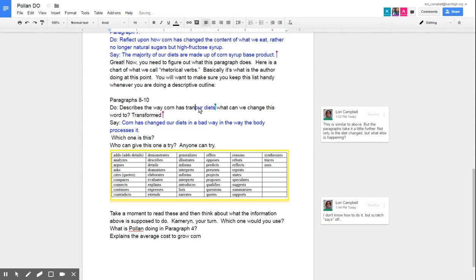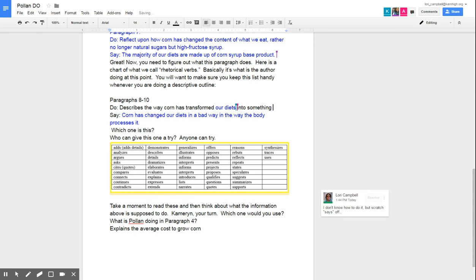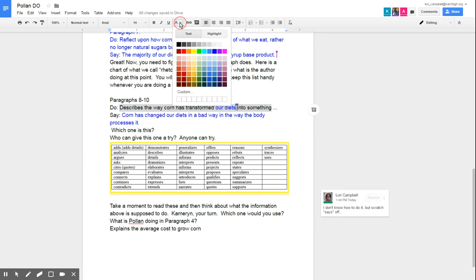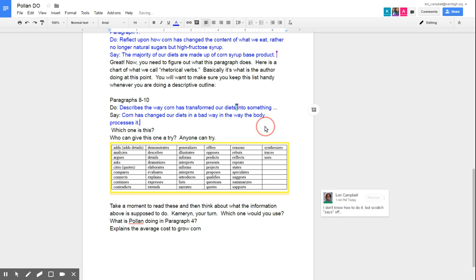Okay, we could do transformed our diets into something. I don't know if you can see what I'm trying to get to here on this sentence. Because what's the difference between what was going on in 7 and now what's going on in 8 through 10?